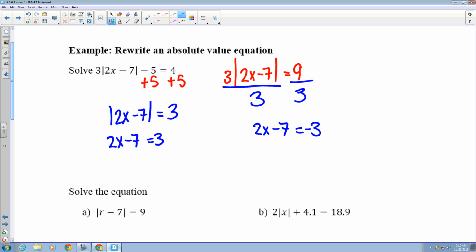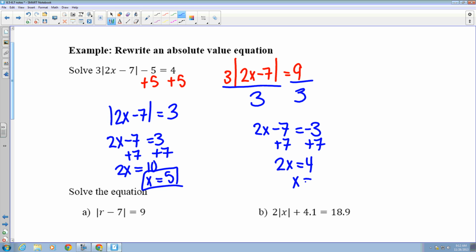And then you're going to solve each one just like an equation. Add 7. Five for one of them. And the other one gives you 2.